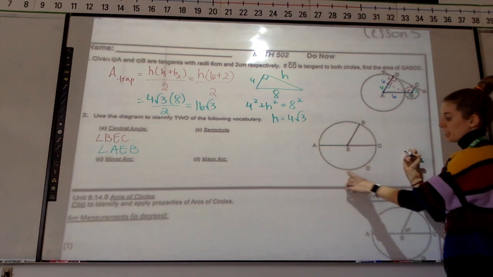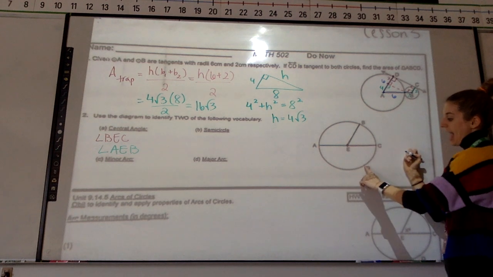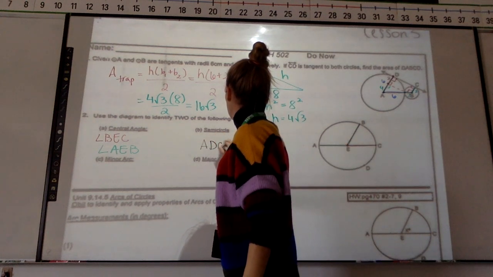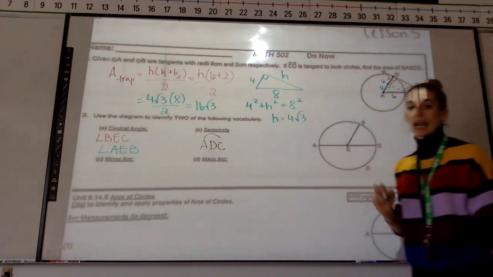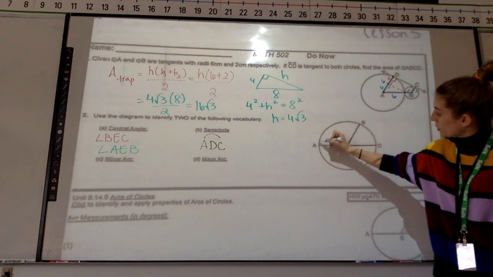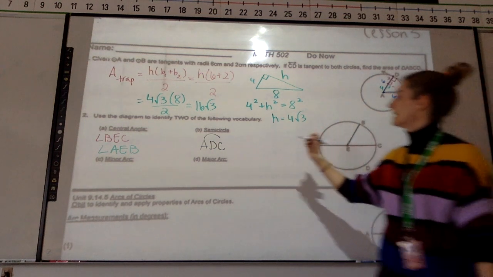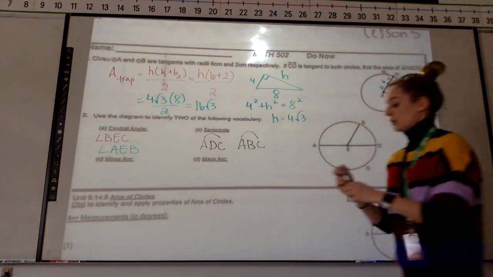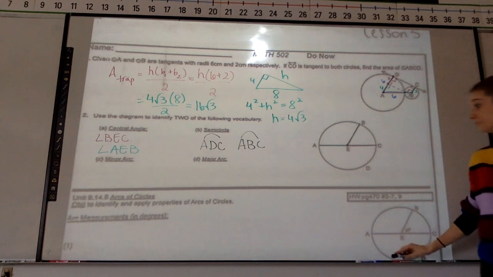So this semicircle here has endpoints of A and C, and it hits point D. So one example of a semicircle in this diagram would be arc ADC, that's a semicircle. Likewise, you could also do semicircle arc ABC, and that would indicate the semicircle along the top. So 3 letters to name a semicircle.